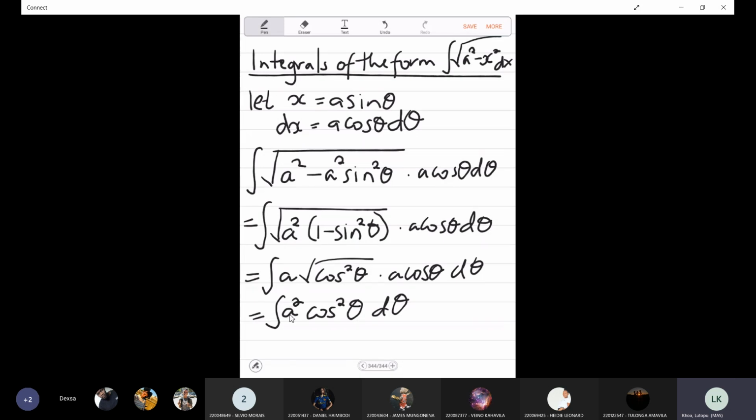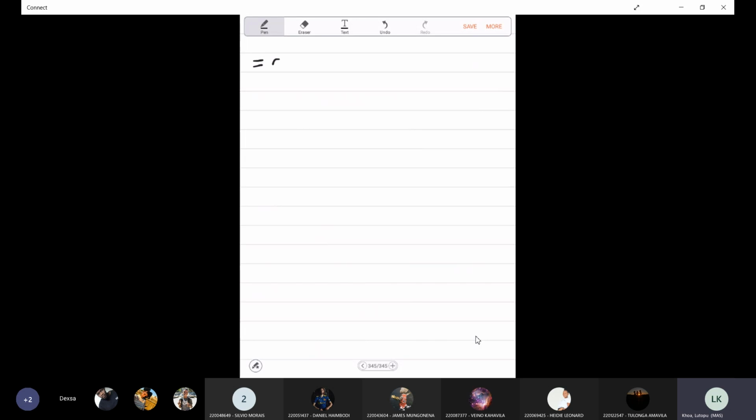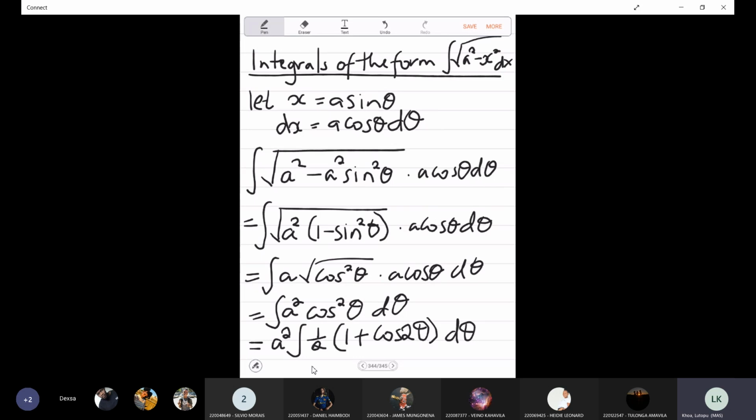So the a squared is a constant, so obviously it can go out, and then cos squared theta we would then rewrite in terms of its double angle identity. So this is a squared, the integral, and then cos squared theta, we said this is half times 1 plus cos 2 theta d theta. So this is obviously very easy to integrate. The half would multiply out, and then we integrate. We have a squared. Then the integral of a half is just theta over 2.